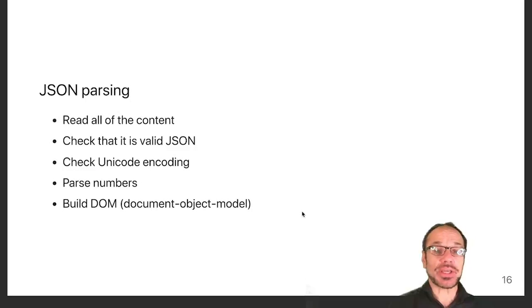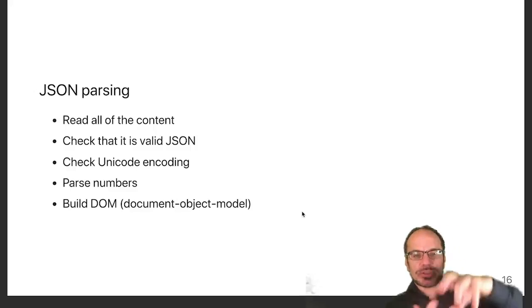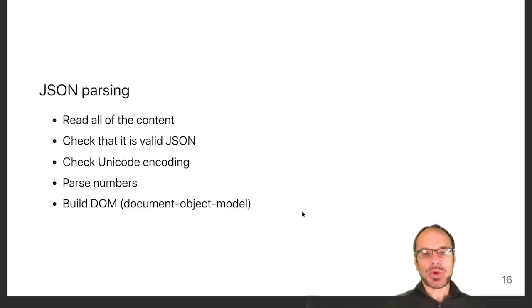So parsing JSON is a little bit of a challenge. What do I mean by parsing JSON? I mean, you have to read all of it, of course. You have to check that it's valid and follows all of the rules. You have to check that the Unicode encoding is fine because, of course, there are strings involved. You have to parse the numbers, and you have to build what we call a document object model, which is basically a tree where, for example, inside an array you can have objects, and these objects can have arrays and so forth. So it's kind of a tree that you can traverse at query time.